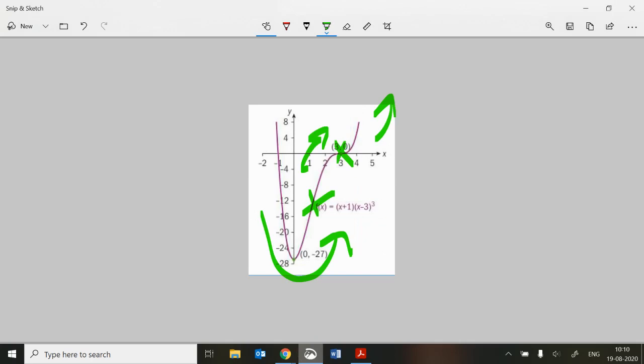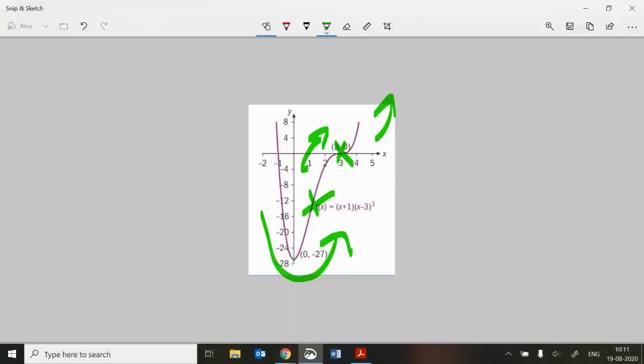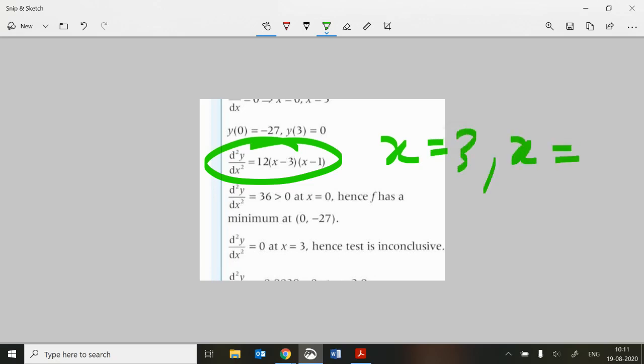if you have a look at this, here we go. So let's just take a little section of this. So you can see when they've got this, there's actually going to be 2 points there. X is equal to 3, but also X is equal to 1 is going to be a point of inflection as well.